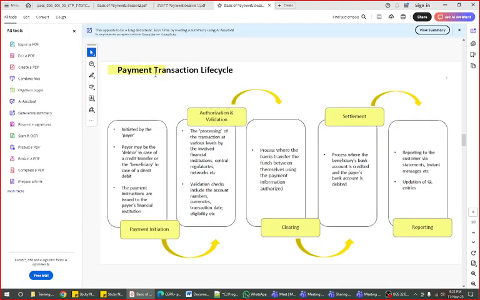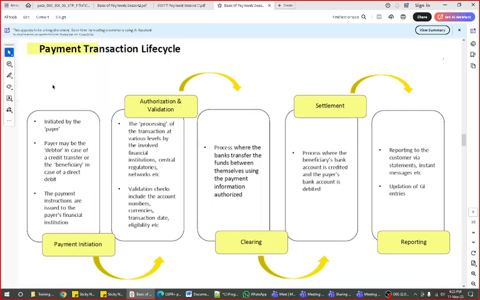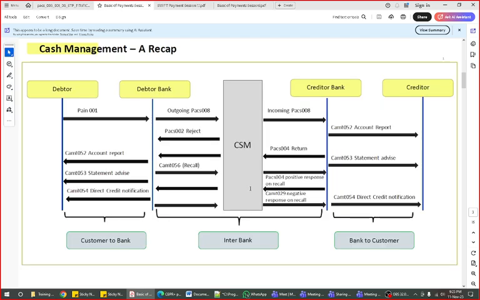This is the payment transaction life cycle. I told you at that time, if you are working on the payment transaction life cycle, you have to explain 5 processes: payment initiation, authorization, validation, clearing, settlement, and reporting. So you have to explain this first. If anybody asks you, can you explain the payment transaction life cycle, you explain payment initiation, authorization, validation, clearing, settlement and reporting. To support this document, you have to explain this as well. So I am going to discuss this with you now.